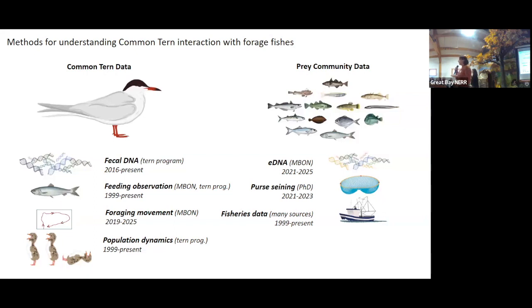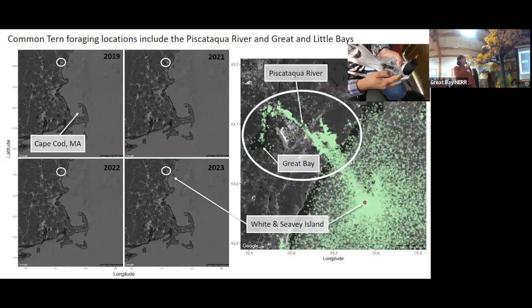We also have fish catch data. This comes from our own fishing effort using a purse seine in the Piscataqua River and in the Little Bay, which we've been doing since 2021, and then we use historical fisheries monitoring data sets that you heard about earlier in this block. Of course I can't talk about everything, but I want to show you a bit of what we've collected on the tern side of the question, specifically movement and feeding data.